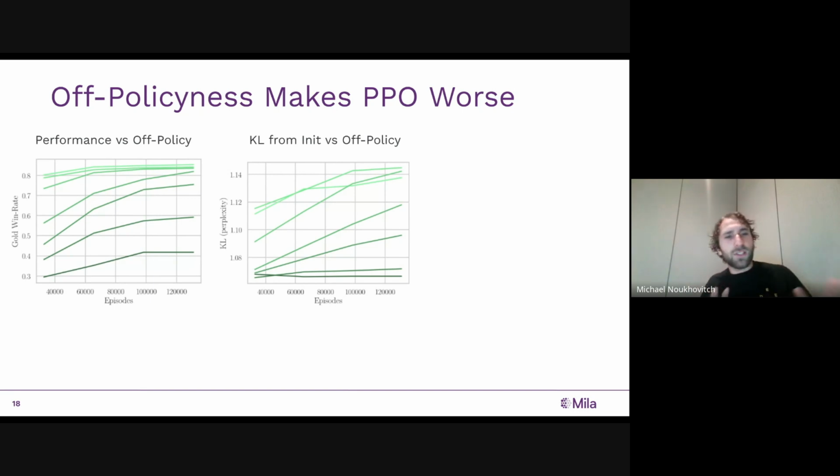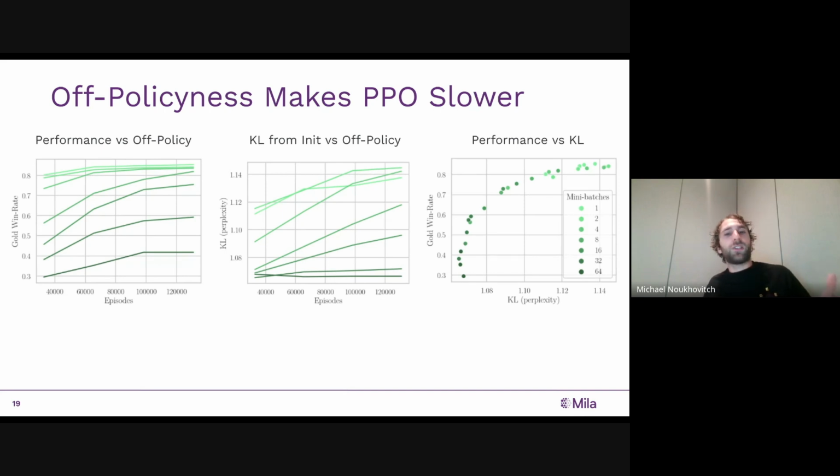Now, looking at these two graphs, it's not really clear exactly what's going on. But if we plot the performance against the KL, that's when we see something pretty clear. The most off policy, 64, is all the way in the bottom left. And as we get more on policy, we're essentially going up along this curve of distance from the initial model and increasing in performance. So it's not that our performance got worse as we got more off policy. It's that we just didn't progress as much along the training curve. We just didn't learn as many things.